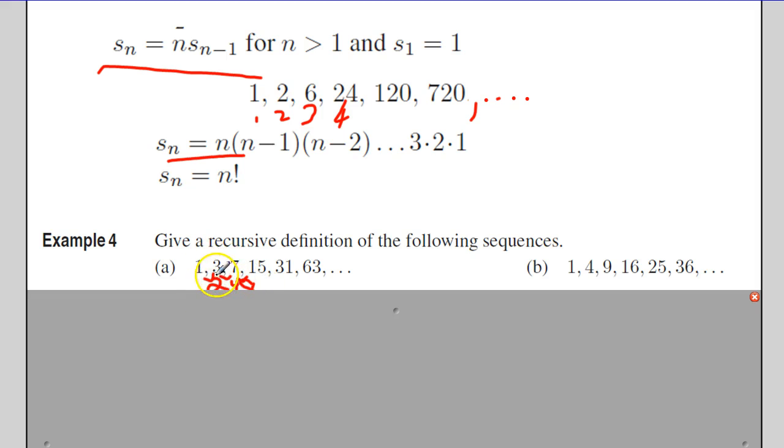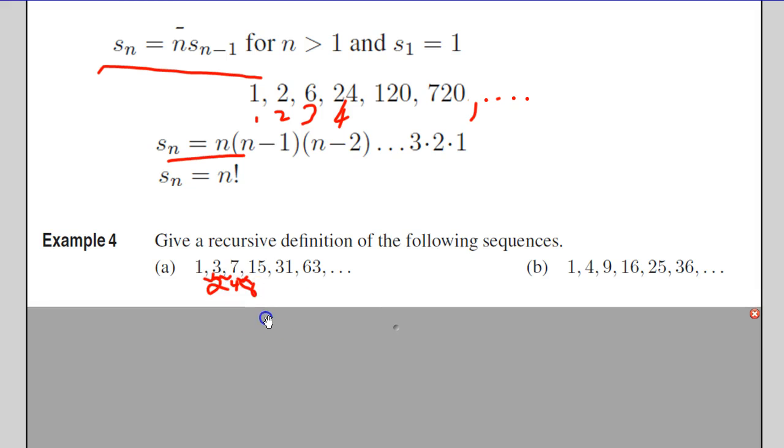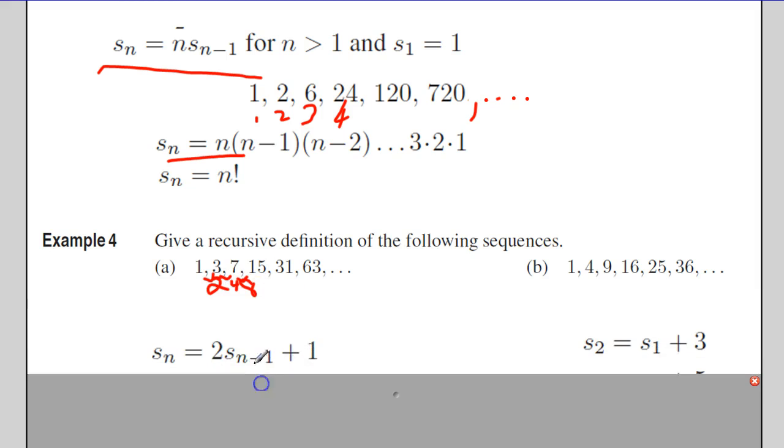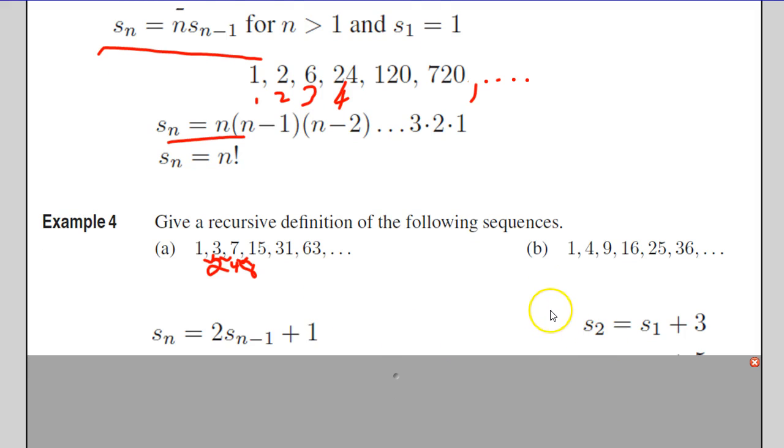So let's see. It seems like, well, if I multiply 1 times 2, I'll get 2, but then I add 1 and I'll get 3. If I multiply 3 times 2 and I get 6, and I add 1, I get 7. So it seems like this pattern multiplies the previous term by 2 and adds 1. And that's exactly what happens here. And you can verify it, which I always recommend, by just plugging in and testing several values. Don't just test one, but several n values, and see if you get the same values that are part of the sequence.